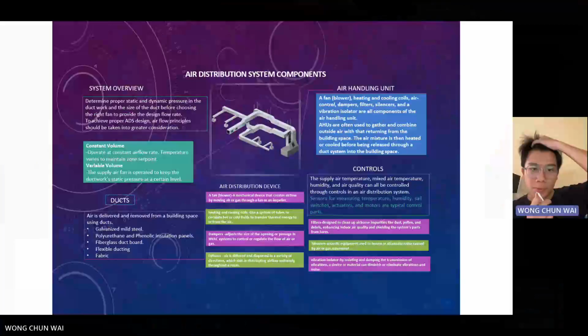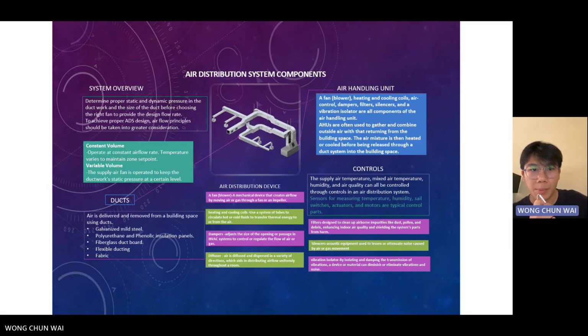I am here to talk about Team 2, air distribution system components. First thing first is a system overview. It is to determine proper static and dynamic pressure in the ductwork and the size of the duct before choosing the right fan to provide the system flow rate. To achieve a proper ADS design, airflow principles should be taken into greater consideration. So first thing first, we have the air handling unit.